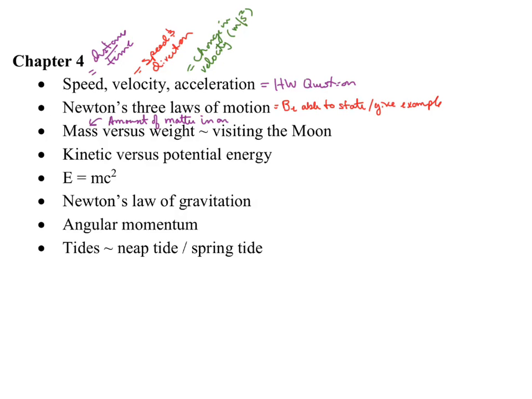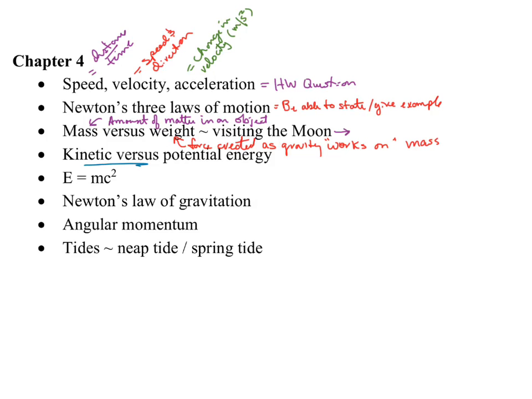Mass versus weight. Mass is the amount of matter in an object, and then weight, and I put it here in red, weight actually is force created as gravity acts on mass. So that's the difference between them.